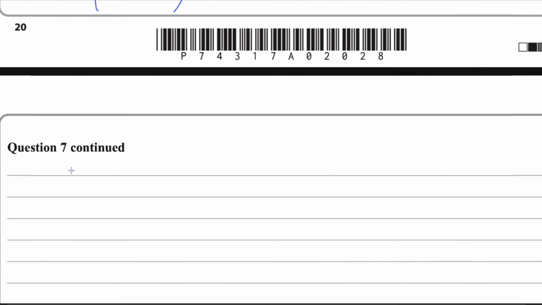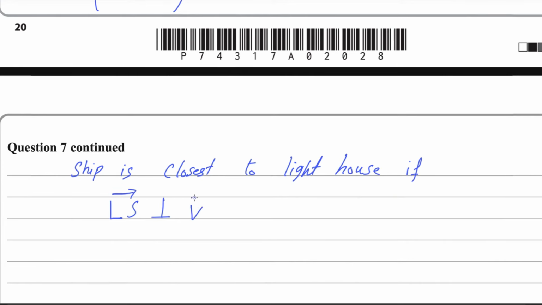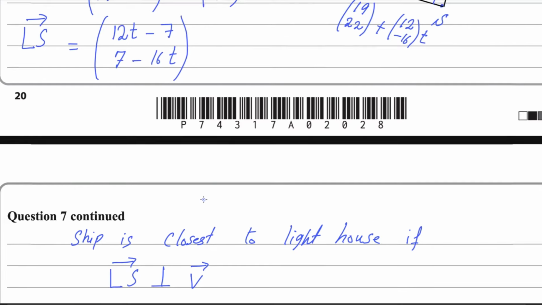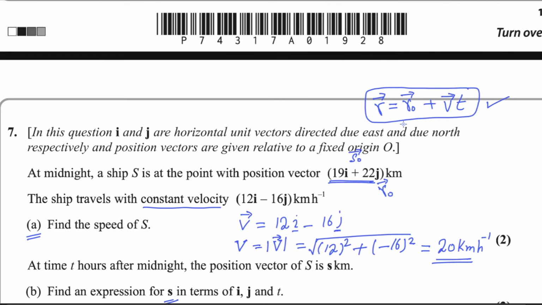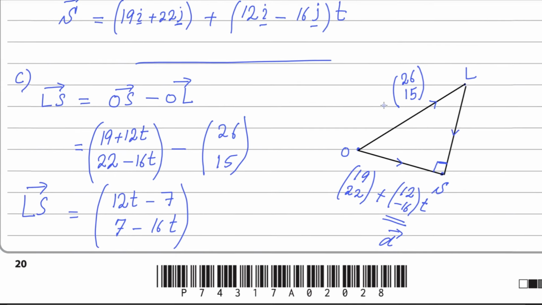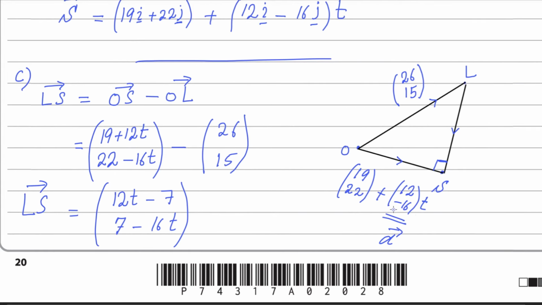We can write over here, the ship is closest to the Lighthouse if LS is perpendicular to the direction vector, that is V for sure. Because this is V, V is the direction vector. Got it? This is always the direction vector. It gives you the direction. I already explained to you over here. This is called the direction vector. This gives you the final direction for R. So we have to consider this vector to determine the direction for the final position vector for the ship.